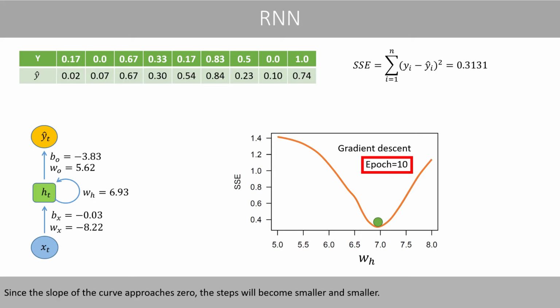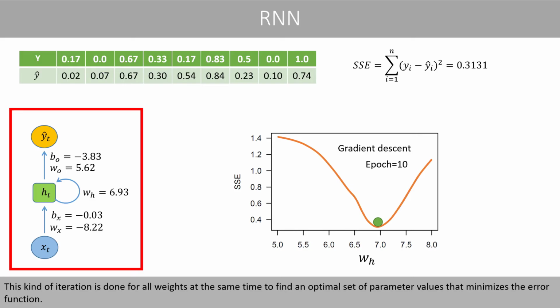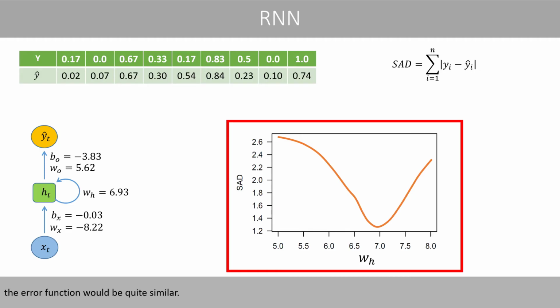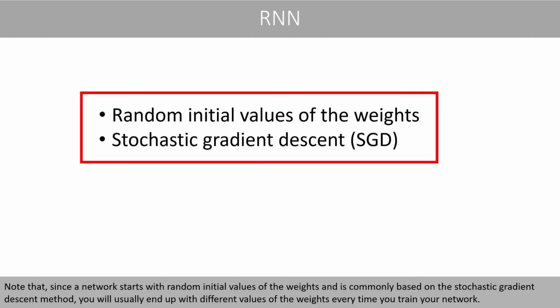Since the slope of the curve approaches 0, the steps will become smaller and smaller. This kind of iteration is done for all weights at the same time to find the optimal set of parameter values that minimizes the error function. If we instead would have calculated the sum of the absolute differences, the error function would be quite similar. Note that, since the network starts with random initial values of the weights, and is commonly based on the stochastic gradient descent method, you will usually end up with different values of the weights every time you train your network.